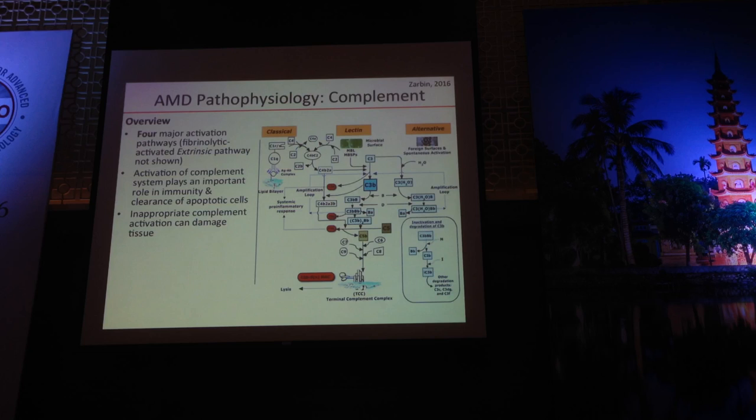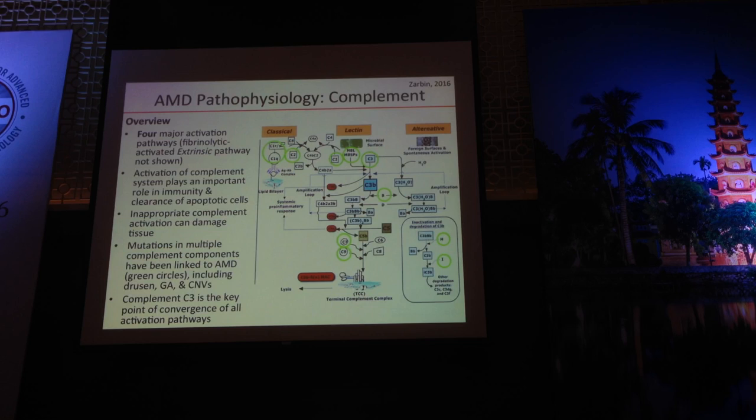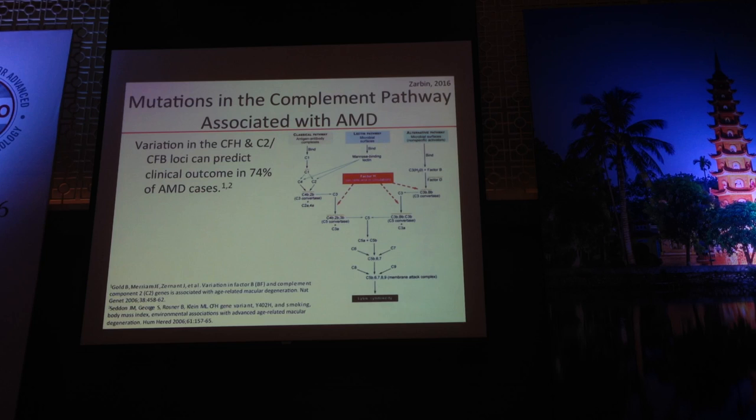It turns out that mutations in many components of the complement pathway have been identified with an increased risk of AMD. Those are all circled in green. Some of them are probably not important, but some of them, like complement factor H, are very important. And the key thing to realize is that C3 is the point of convergence of all four different pathways for the complement activation, because C3 eventually leads to the formation of what's called the membrane attack complex, as well as C3a and C5a, which are inflammatory toxins. So variations in complement factor H, C2, and complement factor B loci can predict the clinical outcome in a large percentage of AMD cases, but not in all cases.